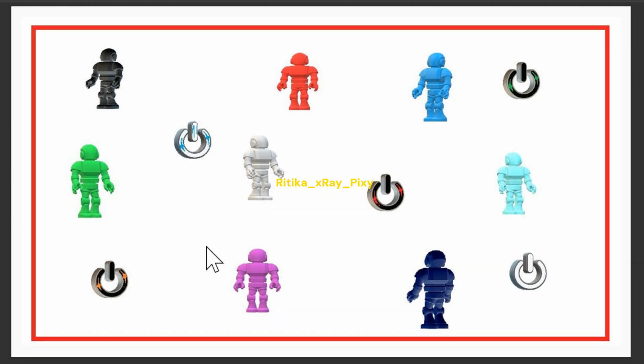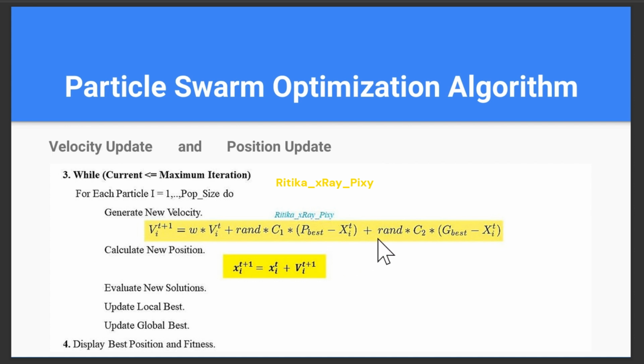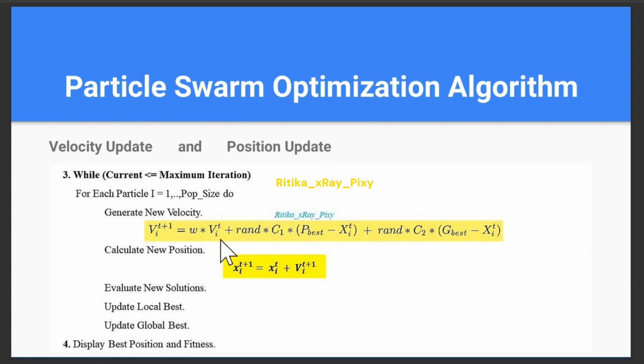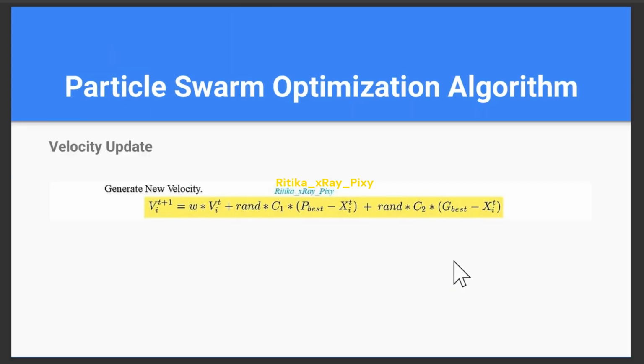As in the PSO algorithm, you can see in the velocity update formula we have Pbest and Gbest. Pbest is the personal best, and Gbest is the global best. When we update the velocity for the robot, its speed and direction change based on two factors. First, the best charging station the robot has found so far, the personal best. Second, the best charging station any robot in the group has found, the global best. You can see V new, the new velocity, V old, the current velocity, C1 and C2, the constants, R1 and R2, the random values, and X, the position.